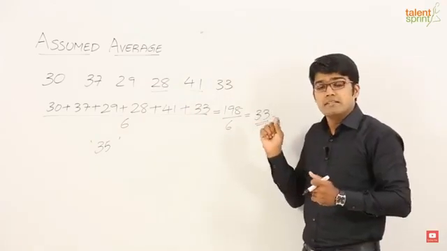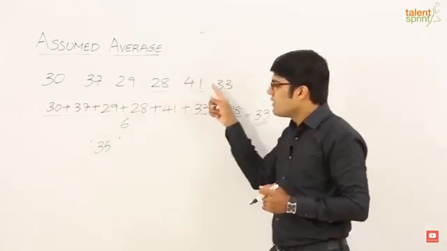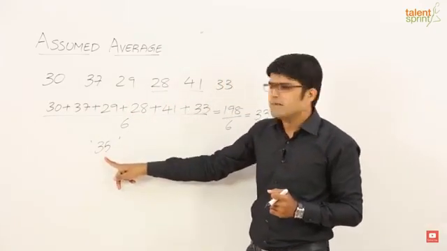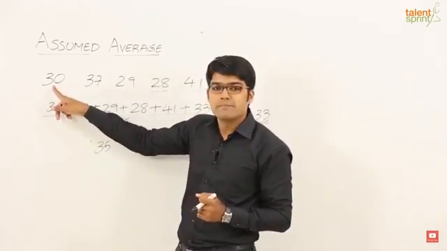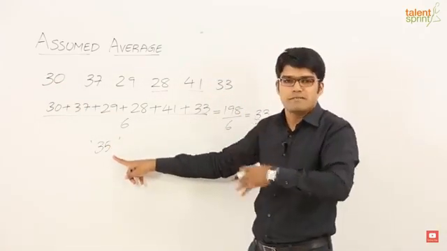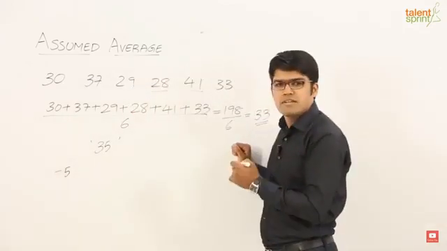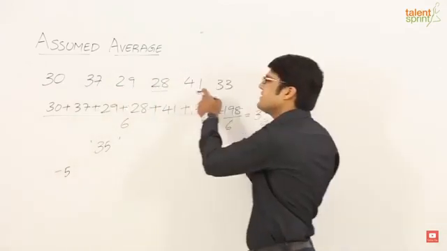What needs to be done now is check the deviation of each of these values from the assumed average. Alright, for example, look at the first number 30. This is 5 away from 35 and before 35, right? So minus 5. 30 is 35 minus 5, right? The deviation here is minus 5. And just proceed with the remaining numbers.